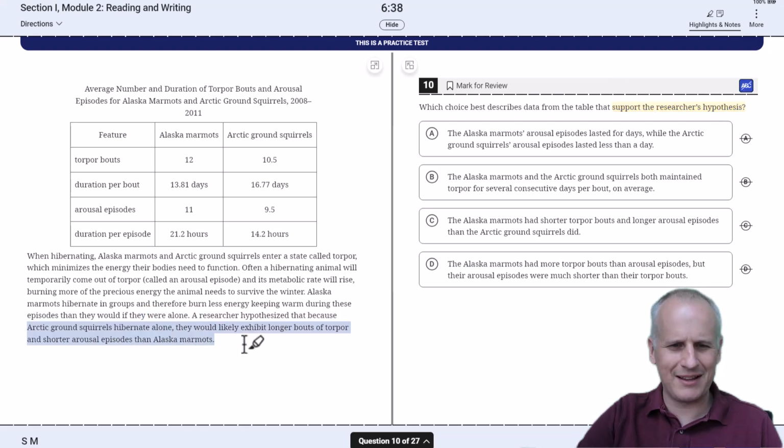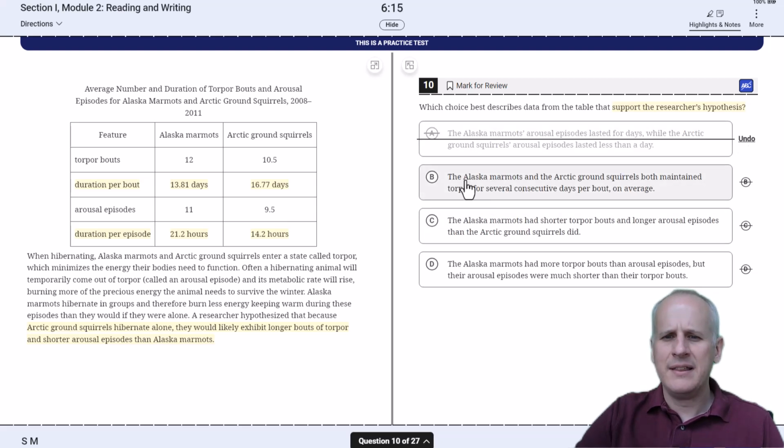So once more, we're looking to support some sort of researcher hypothesis, and the hypothesis is that Arctic squirrels are going to exhibit longer bouts of torpor and shorter episodes of arousal than Alaskan marmots, so we're going to just be focused on this part of the chart and this part of the chart, and we got to find an answer choice that matches it. So the Alaska marmot arousal episode lasts for days. It does not. It's 21.2 hours. As soon as something's wrong, you can eliminate it.